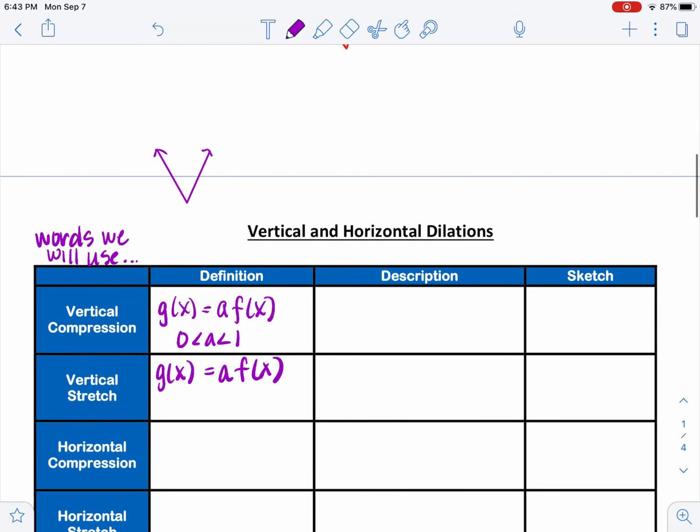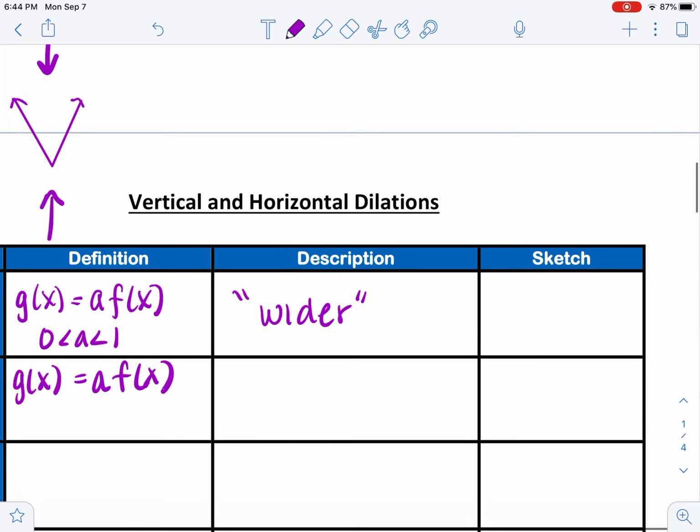What does a vertical compression look like? Okay, so think about vertically from the top and the bottom, compressing this absolute value function. What's going to happen to it? What's it going to look like? It's going to get wider looking. Okay, so in other words, if we had absolute value right here, and that's the parent, when I vertically compress it, it is going to get wider, right?